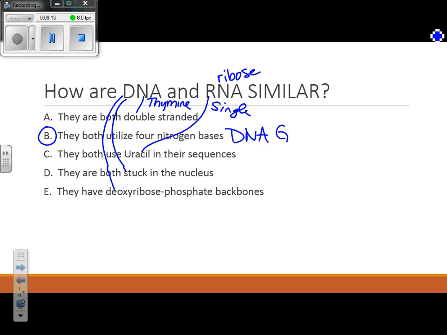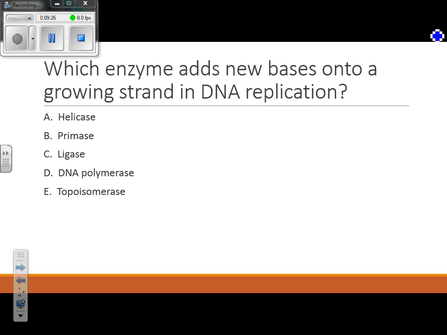DNA has G's, A's, C's, and T's. RNA has G's, A's, C's, and U's. So replacing T's with U's. Okay, next question. Which enzyme adds new bases onto a growing strand in DNA replication? We have helicase, primase, ligase, DNA polymerase, or topoisomerase.